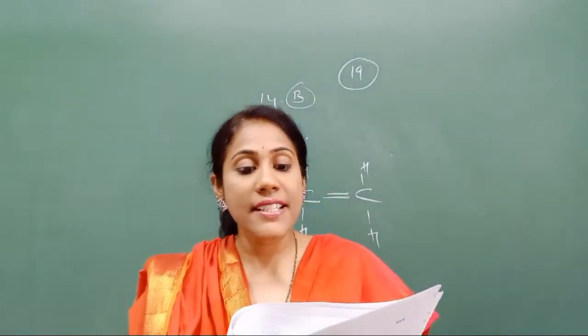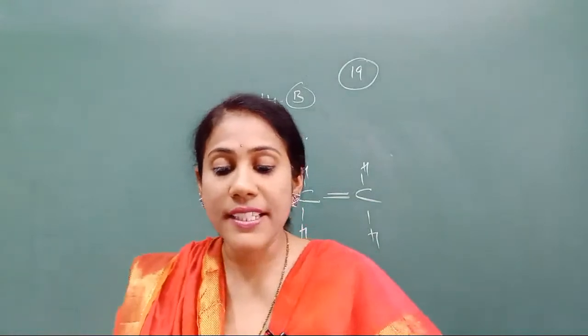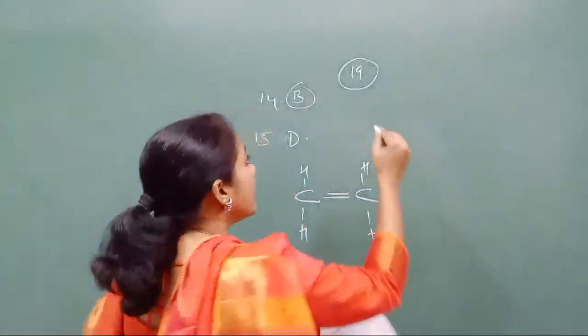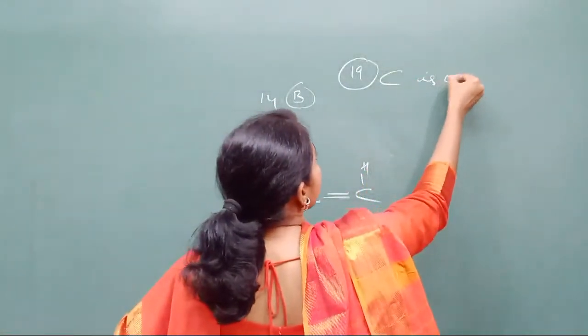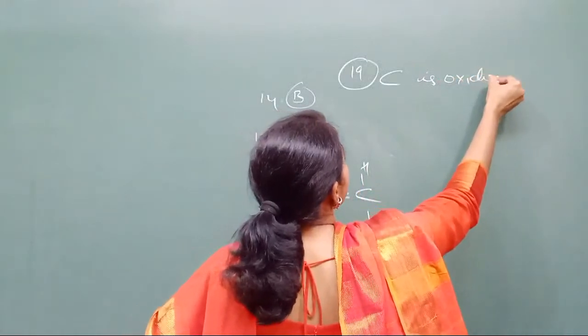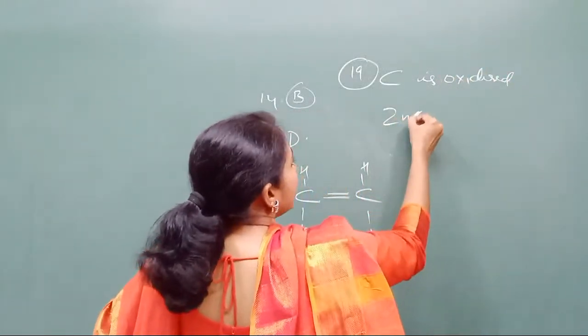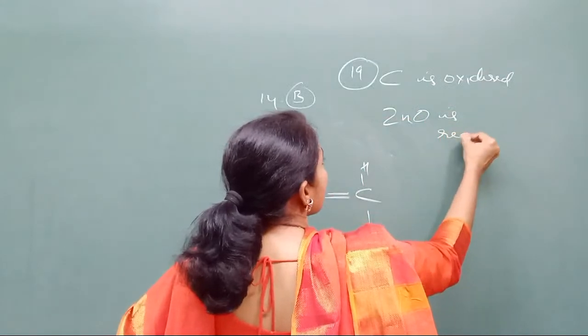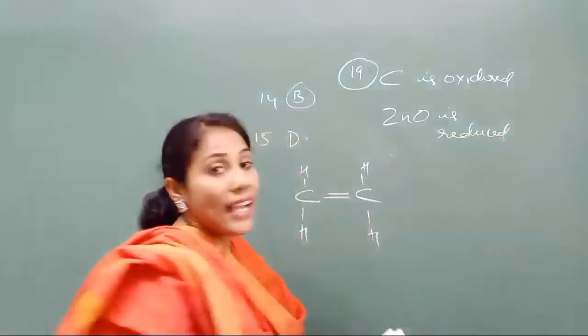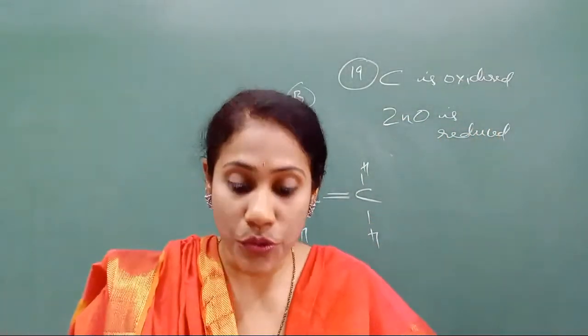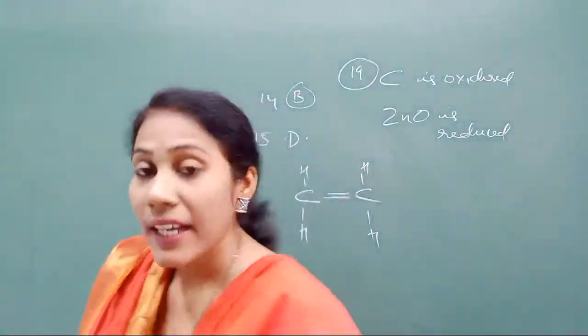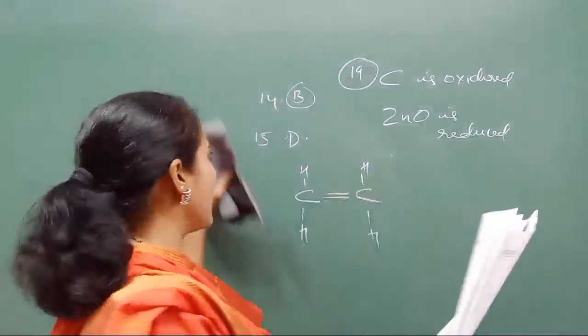ZnO plus C giving Zn plus CO: which is oxidized and which is reduced? So here C is oxidized. You have to properly write that C is oxidized and ZnO is reduced. C is oxidized and ZnO is reduced is your answer. And coming to the 20th question, guys.